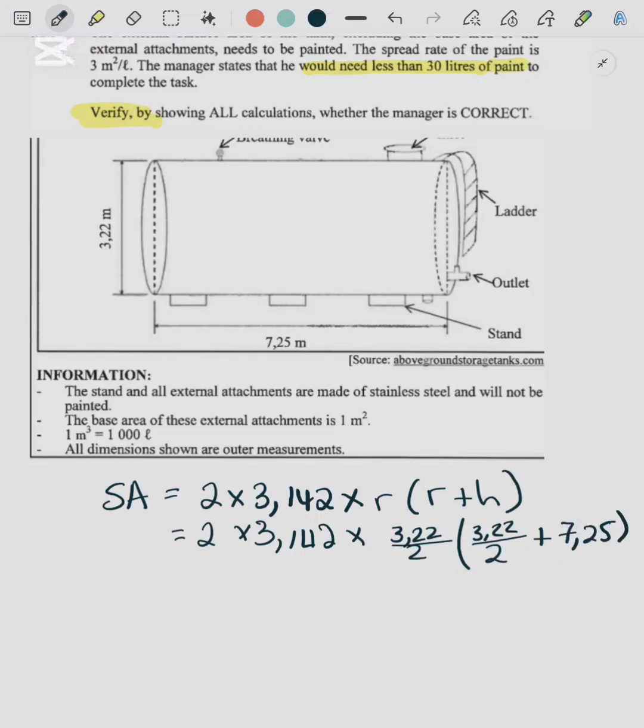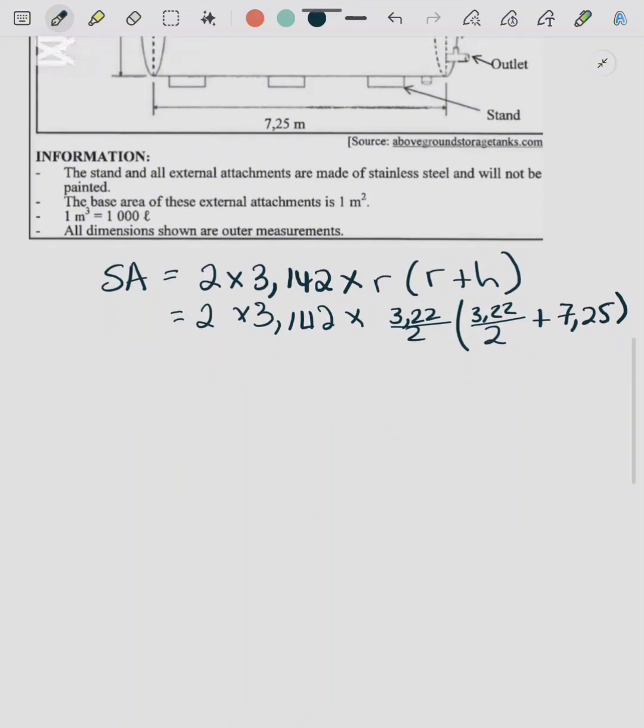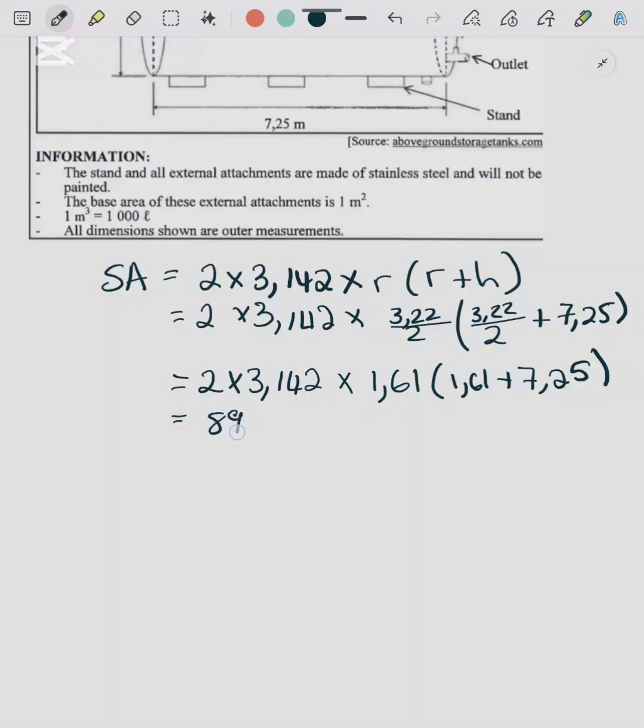Okay, and this radius we can just rewrite as being 1,61. So I'll just write that out. 2 times 3,142 times 1,61 times by 1,61 plus 7,25, and that will give us 89,64 meters squared, because it's surface area.